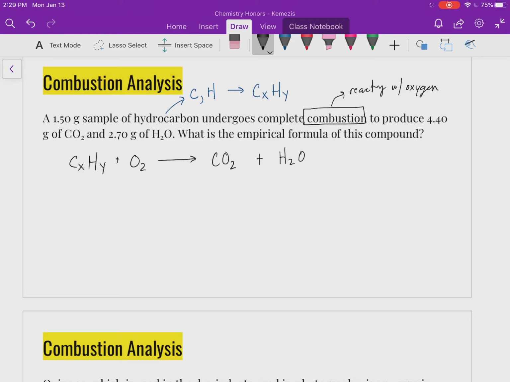Now, it doesn't matter how many carbons and hydrogens you have, but if you have a hydrocarbon reacting with oxygen, it will always produce carbon dioxide and water, and we'll talk about this later on in the unit, but it's kind of an important reaction in our lives. It produces energy. We see it in our cars. For the most part, they're called combustion engines.